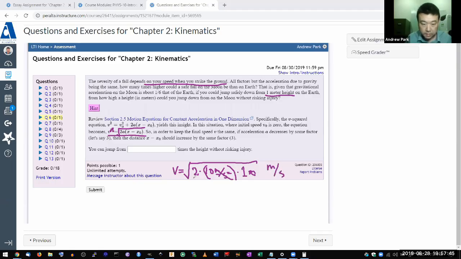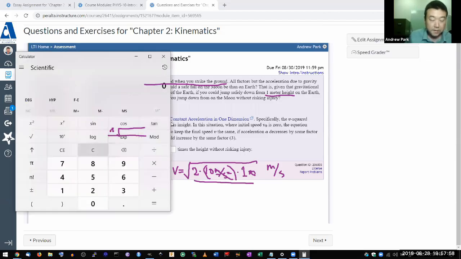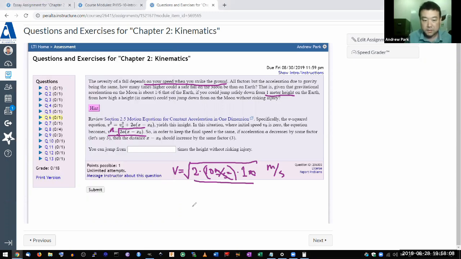So I need to work out these numbers here. 2 times 10 times 1, square root it, so square root of 20. I don't think I can do that in my head, so let me do that on this scientific calculator. 20, square root it. 4.47. So that's not the answer, but that's a step towards the answer.